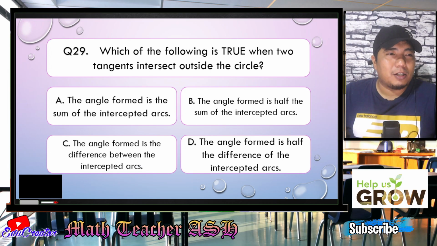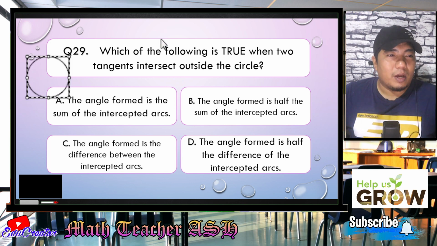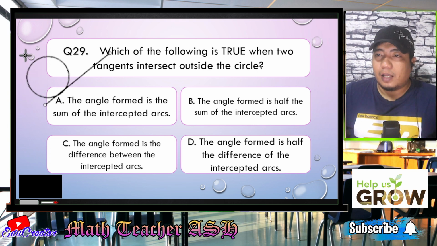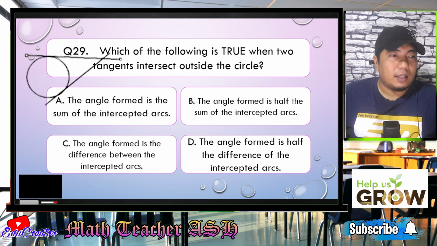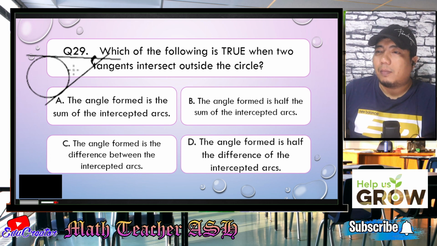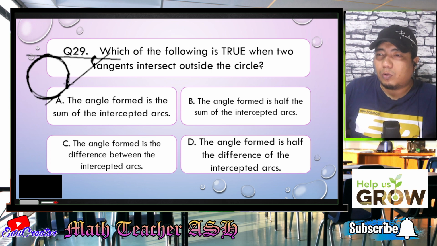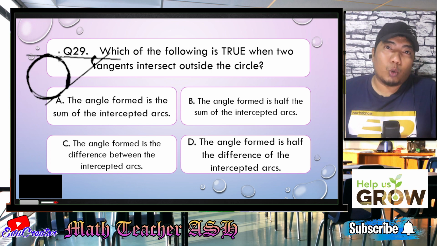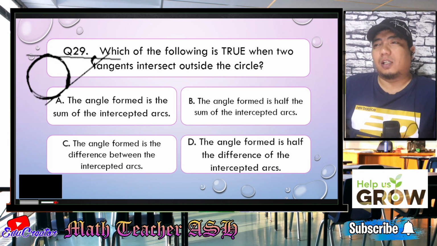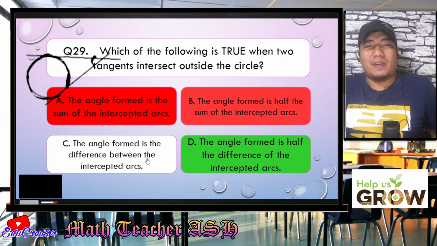All right, my dear math learners. Let me give you a scenario. The circle is like this, and we have two tangents, one like this and another tangent here. What do you call the angle here? How do you get it? Basically, you get the bigger arc, subtract the smaller arc, and then divide by 2. So it is half of the difference of the two arcs. That is letter D. Alright. Easy, right? Very easy, my dear math learners.